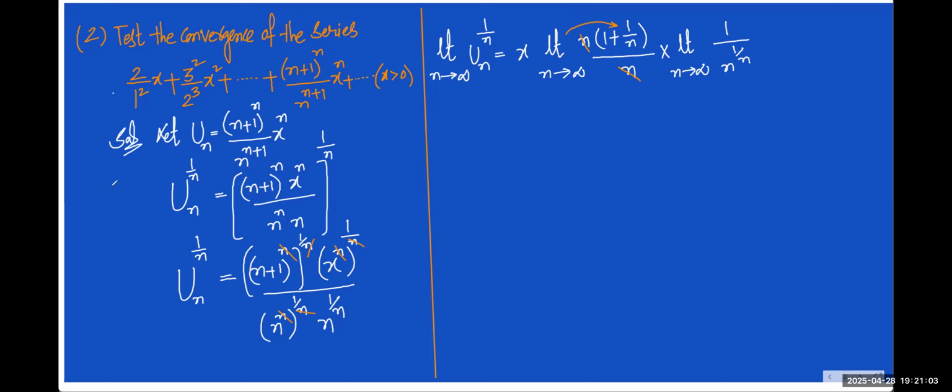So finally, what is our answer? X into 1 by 1, because I already gave this formula for you. Limit n tending to infinity, n to the power of 1 by n is nothing but 1 only. So the denominator limit will give you the answer 1. So overall our answer is x only.